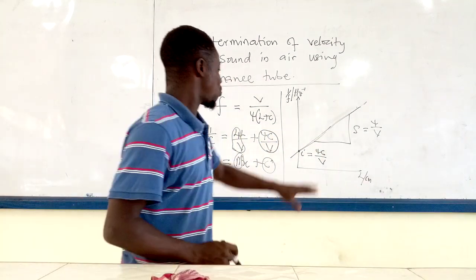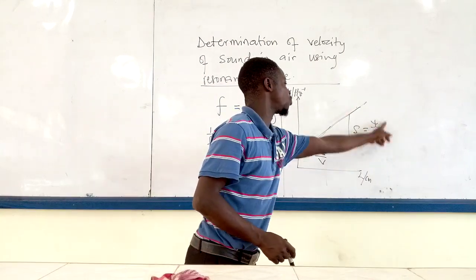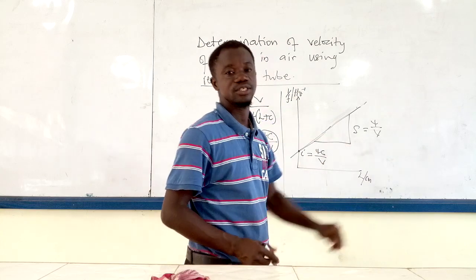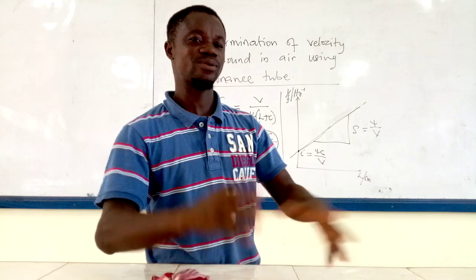Good. So once we have our graph like this, we determine the slope and we use the slope to find the velocity of sound in air. But luckily enough, we are going to kill 2 birds with 1 stone.